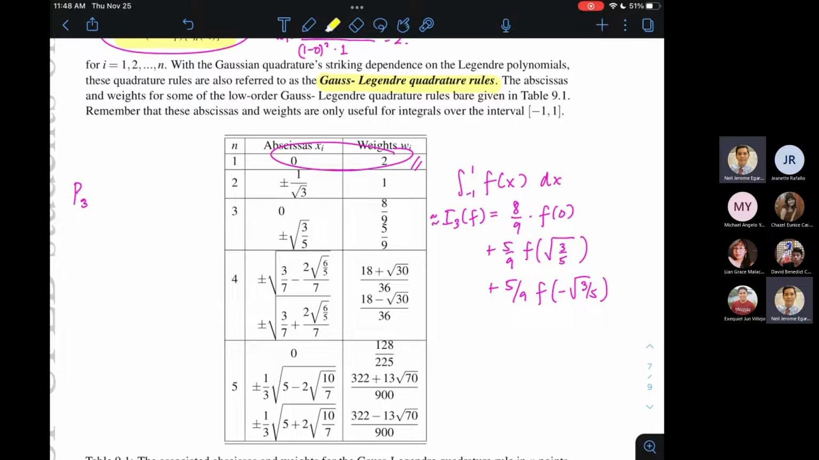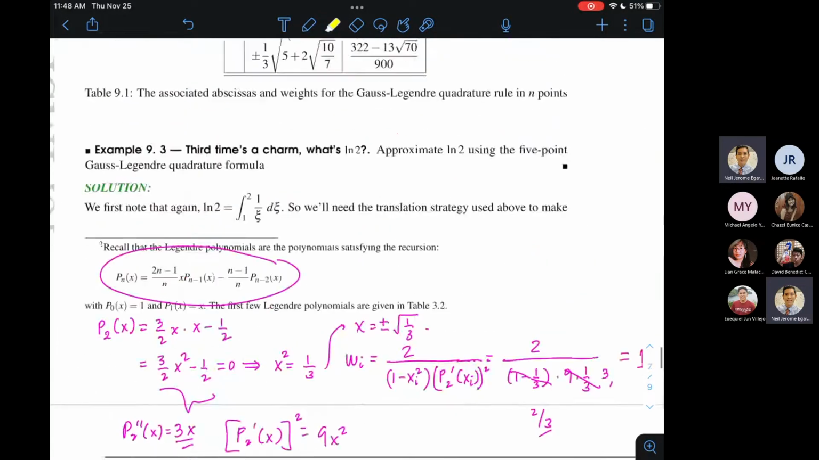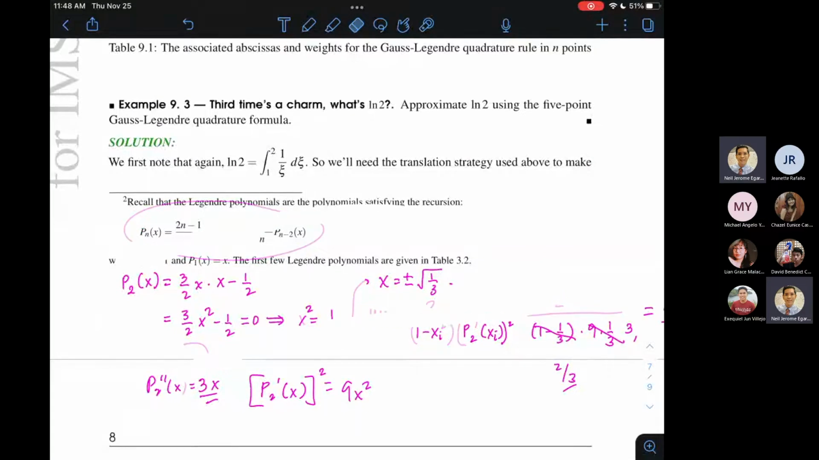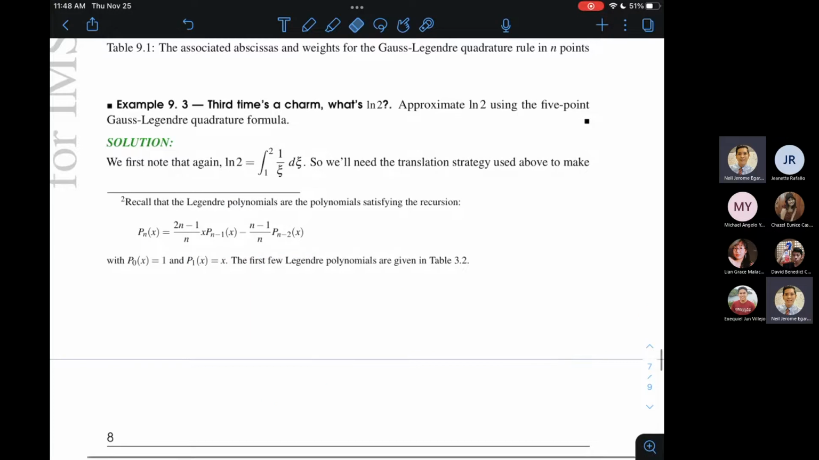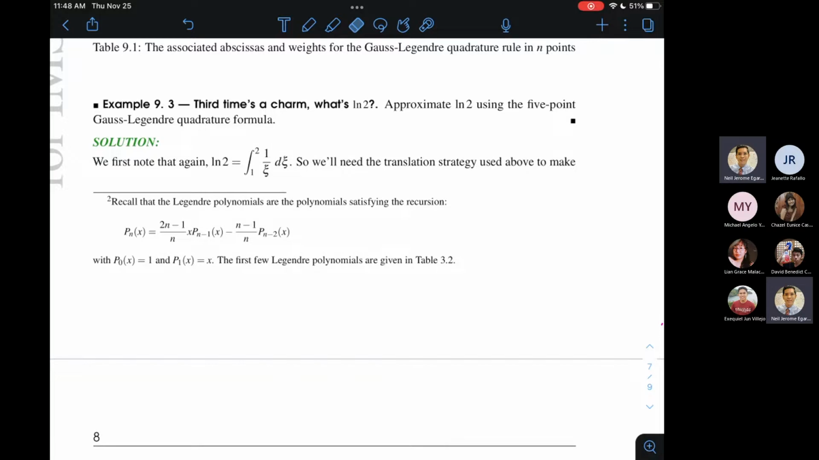Okay. So if there are none, let's see this example. Let me just erase these things para mas malinis yung notes. Okay. Now, third time's the charm for ln2. So tingnan natin, i-approximate natin si ln2, but this time using a 5-point Gauss-Legendre quadrature formula. So again, we observe that ln2 is just equal to the integral from 1 to 2 of 1 over c dc. Nagpalit lang ako ng variable for some reason. Pero siya rin yung 1 over x dx natin last time. Okay. Pero gagamit ako ng 5-point Gauss-Legendre quadrature formula.